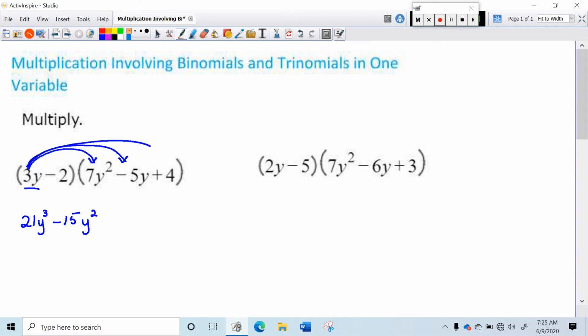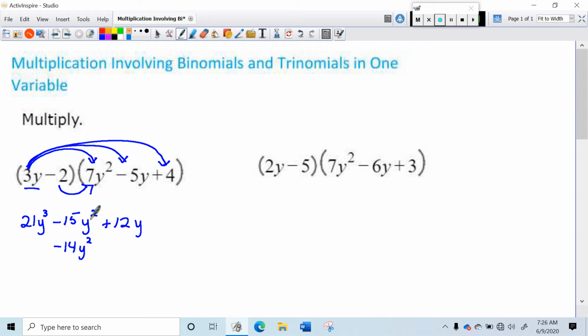And then you distribute it to the positive 4. So 3 times 4 is a positive 12. I have a y here and no y here, so that's just 1 y. Now I'm going to distribute the negative 2 to everything. So negative 2 times 7 is negative 14, and then I've got a y squared. So I'm going to put that with my y squared.